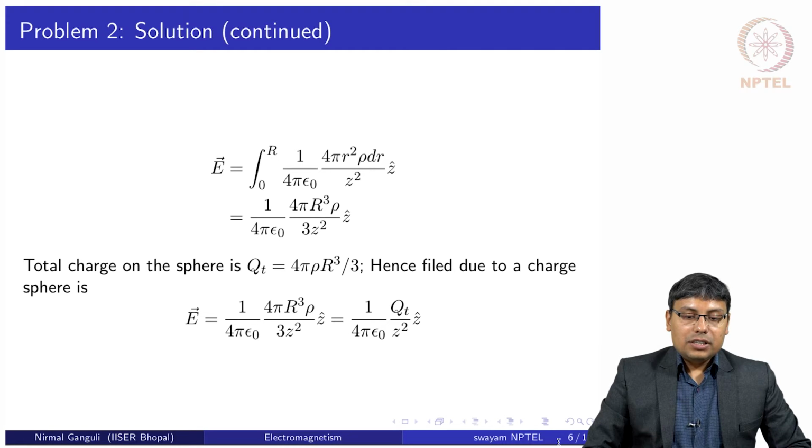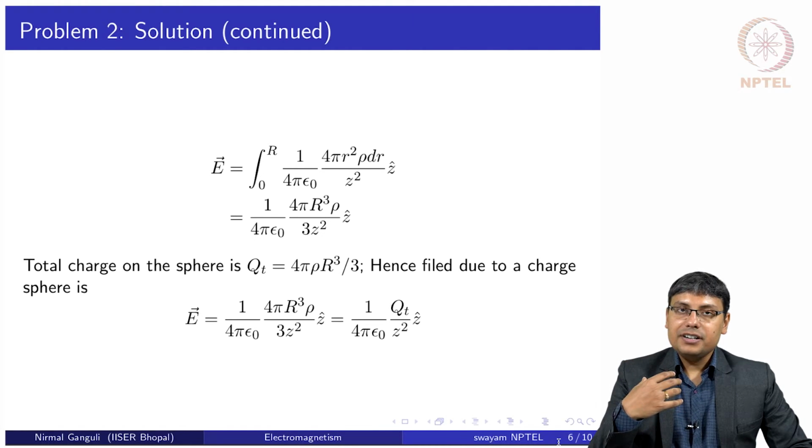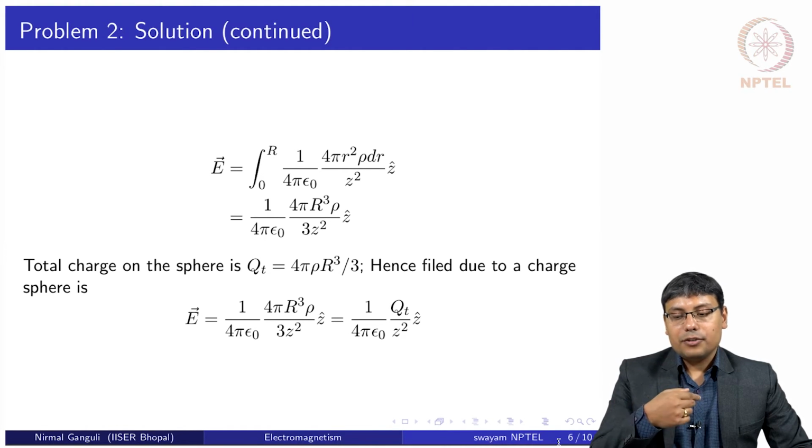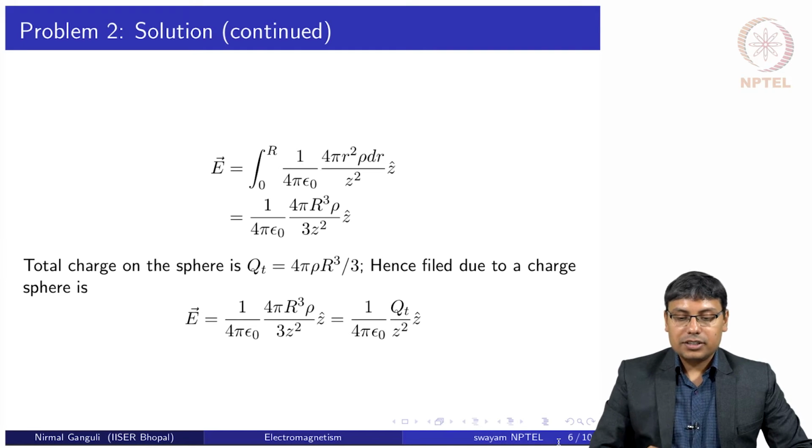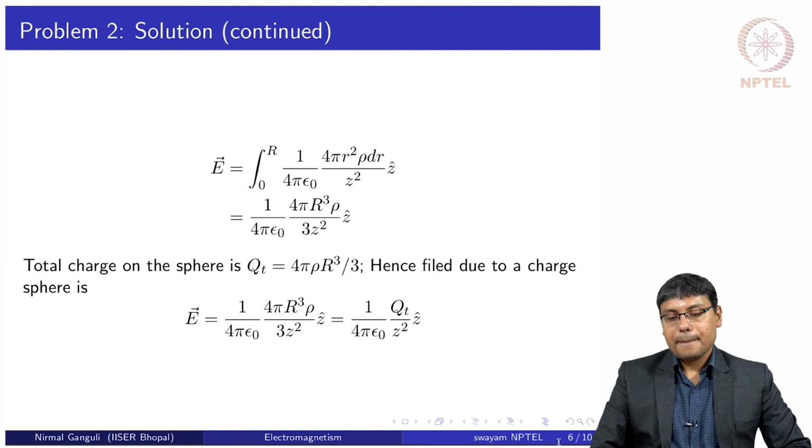Now, the total charge on the sphere, that is Qt, Q total, is 4 pi rho R cubed over 3, that is the volume of the sphere times the volume charge density. So, the field due to the charge density in terms of the total charge can be given as 1 over 4 pi epsilon naught Q over z squared z cap.